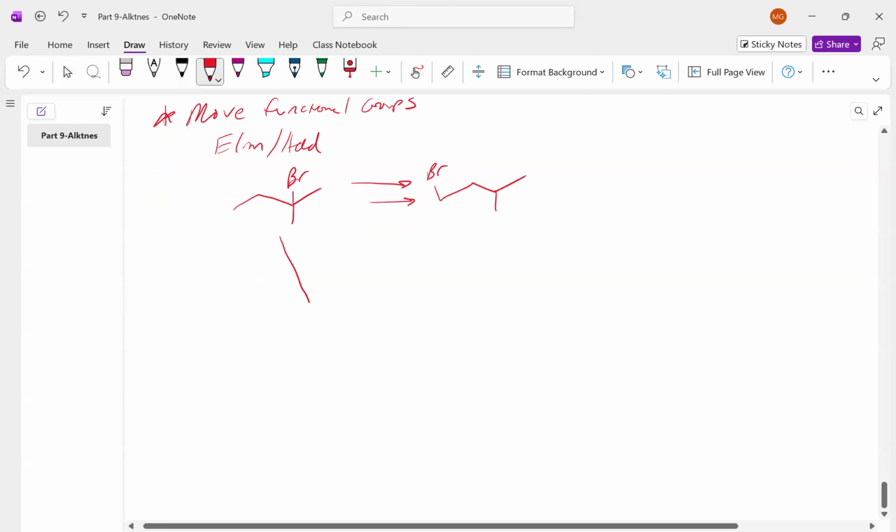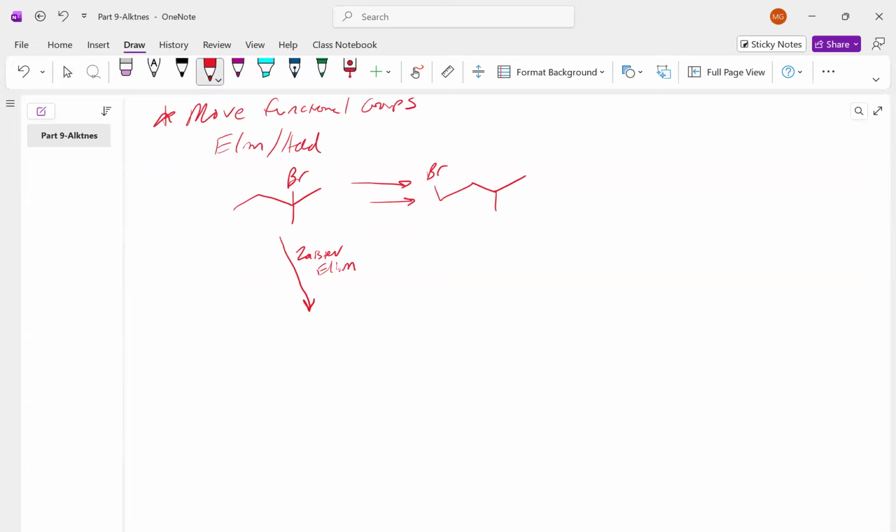Because if I were to do a Zaitsev elimination, and I want to do a Zaitsev because that's going to put the double bond closer to where I want to be. And then I follow that up with an anti-Markovnikov addition of HBr. Now my bromine's closer. Well, I'm going to rinse and repeat.